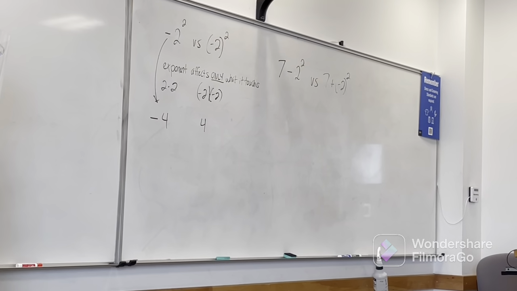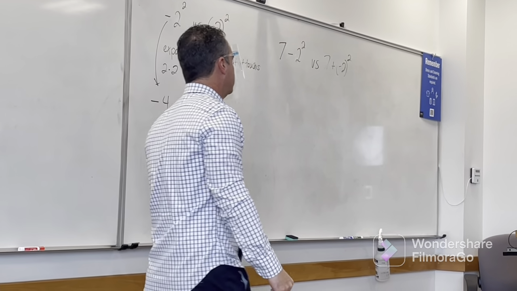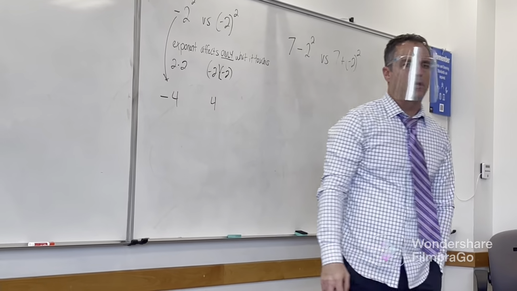Give you a minute to do these. 7 minus 2 squared versus 7 plus negative 2 squared.